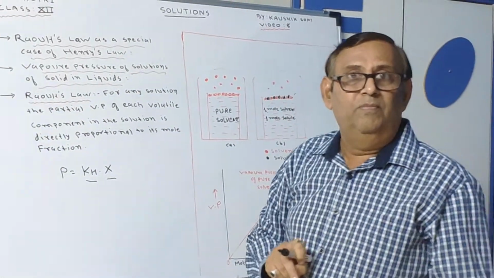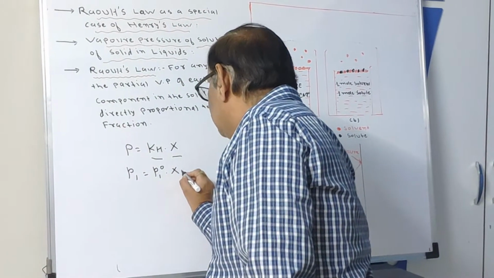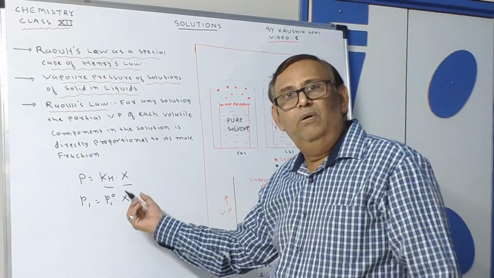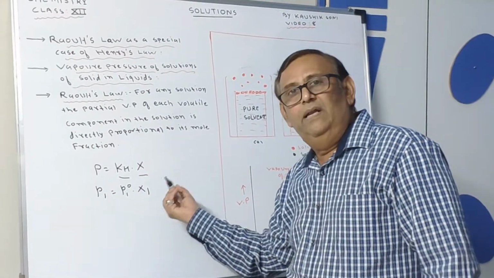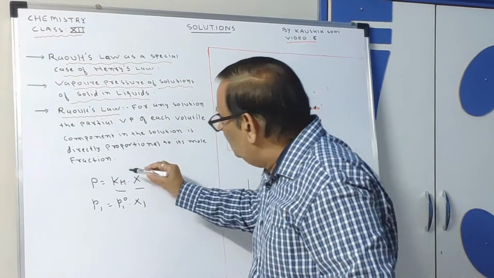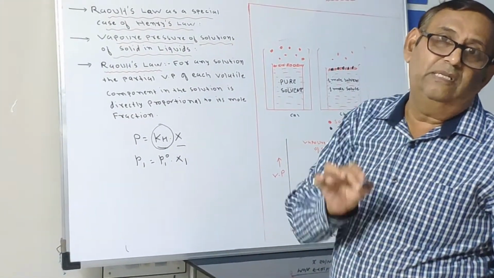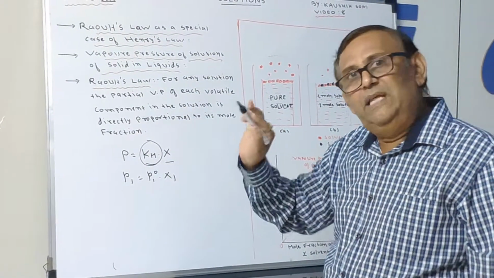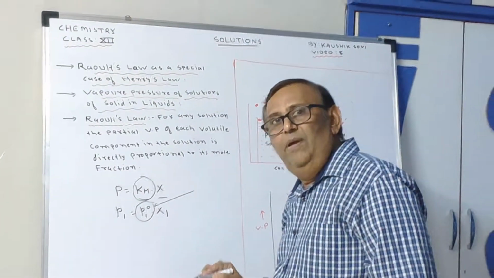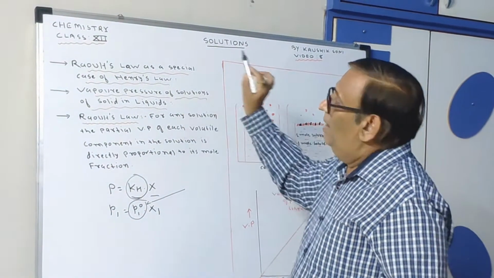Now according to Raoult's law, P1 equals P1⁰ into X1, where P1 is the vapor pressure, P1⁰ is the vapor pressure of the pure solvent, and X1 is the mole fraction. Both are nearly the same, with the only difference in the proportionality constant. In Henry's law the proportionality constant is KH, while in Raoult's law, with the same equation, instead of the Henry's law constant it is the vapor pressure of the pure solvent. So this is Raoult's law as a special case of Henry's law.